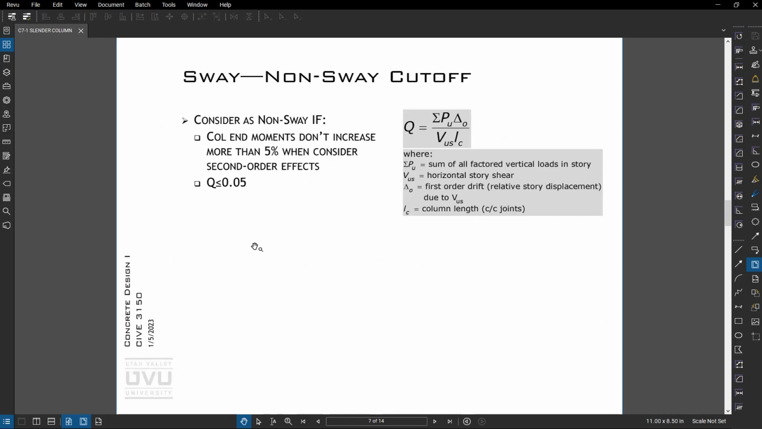All right, there's two ways to decide if a structure is non-sway. The first is if you do a P delta analysis and the moments in the end of the column don't increase more than 5%, then it's considered non-sway. If they do, then it's considered sway. Or we can use this Q equation, and if it's less than 0.05, then we can say we're non-sway. And that's given here.